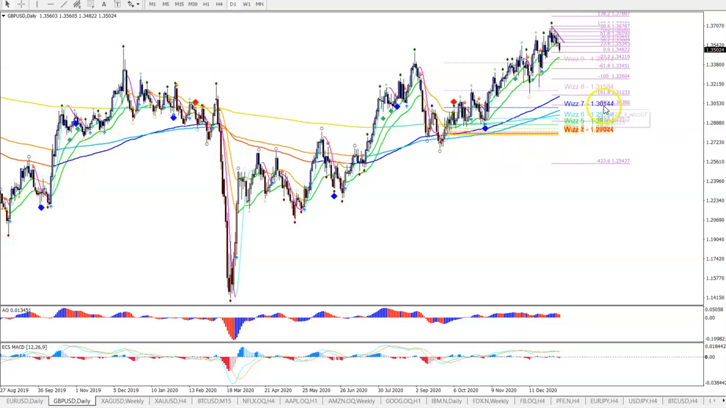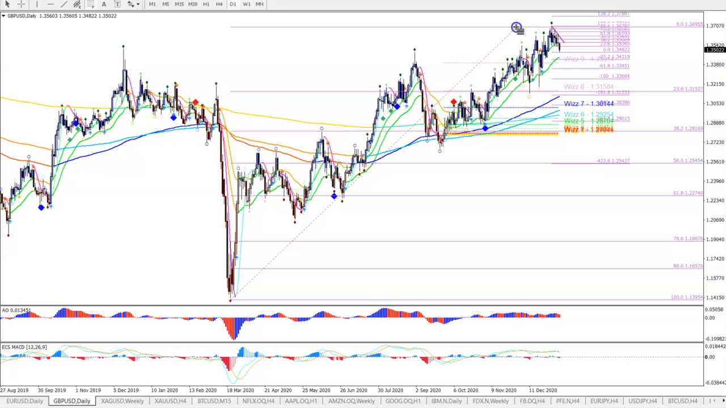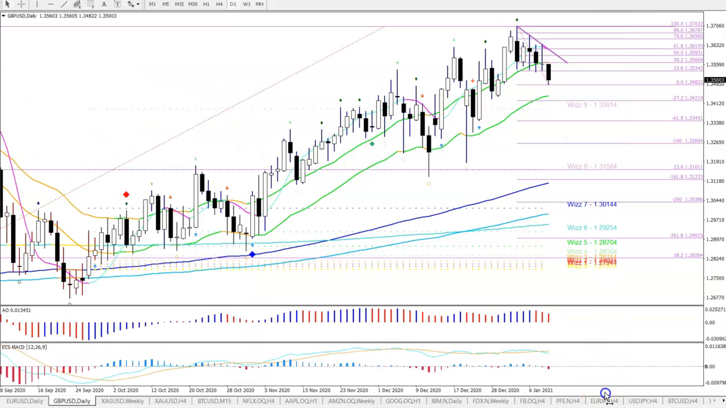Then this is retracing the entire swing. Then more downside is possible here, towards even 131.60, as you can see, the 23.6 fib.